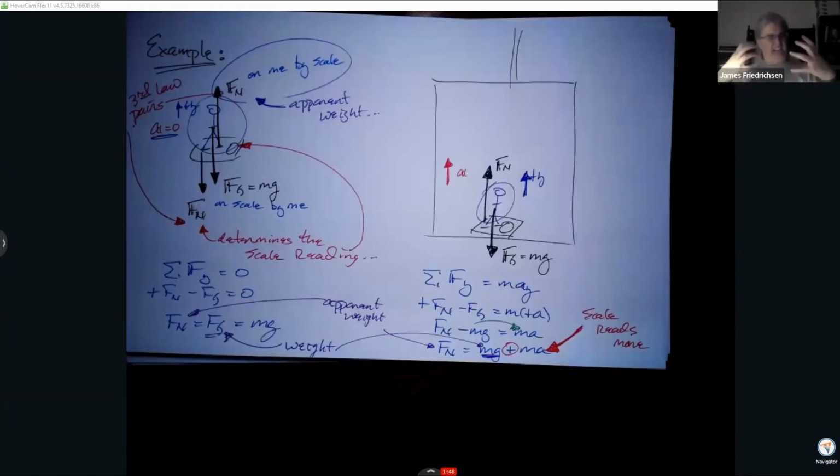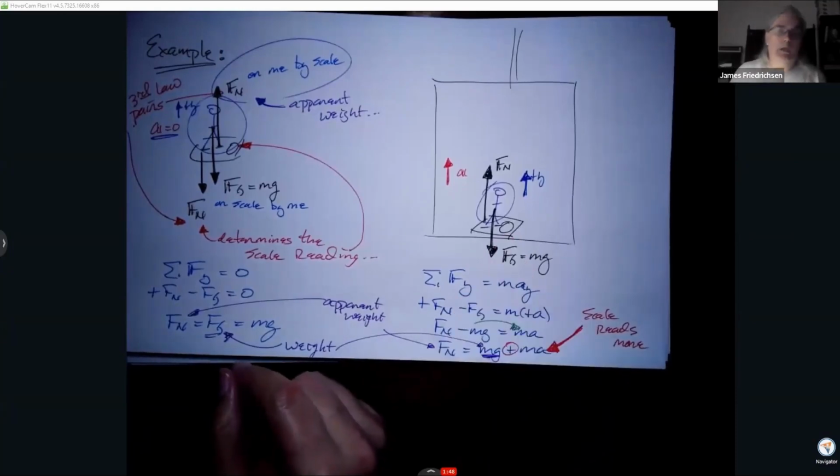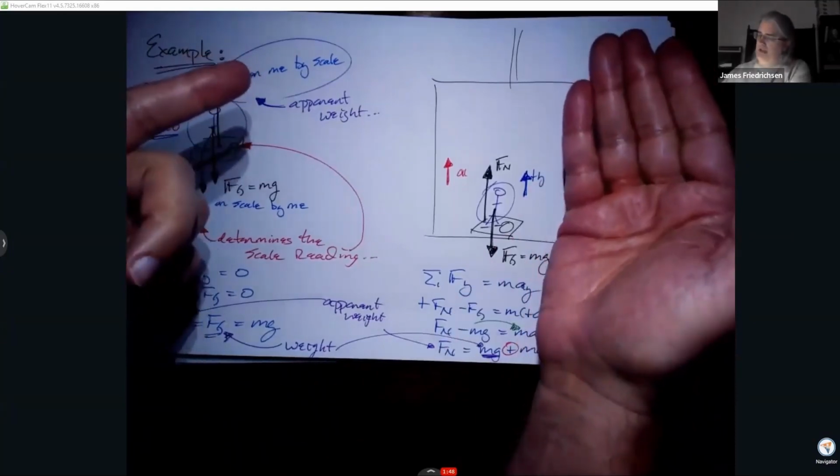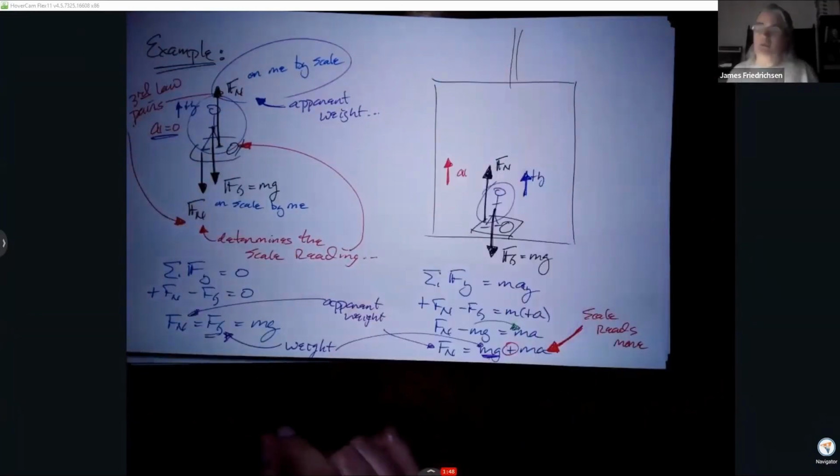Yeah, you feel like you get kind of pulled down into your shoes, right? Like somebody's pushing down on your shoulders. In fact, if you stand on a scale, it reads more because that upward force has to be greater than the downward force to create a net upward force to make you accelerate up. So the scale reads more right when you take off.